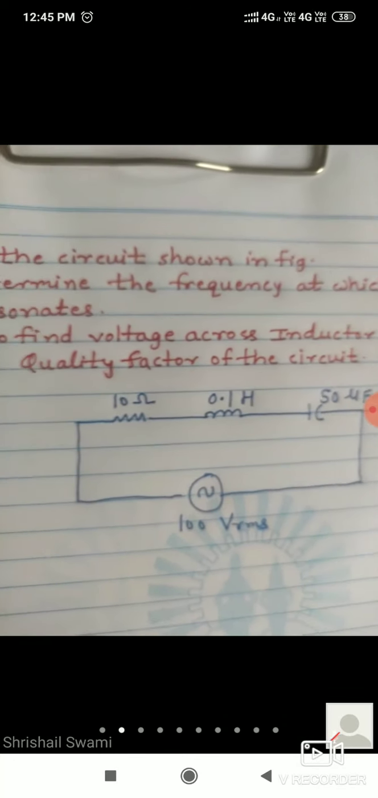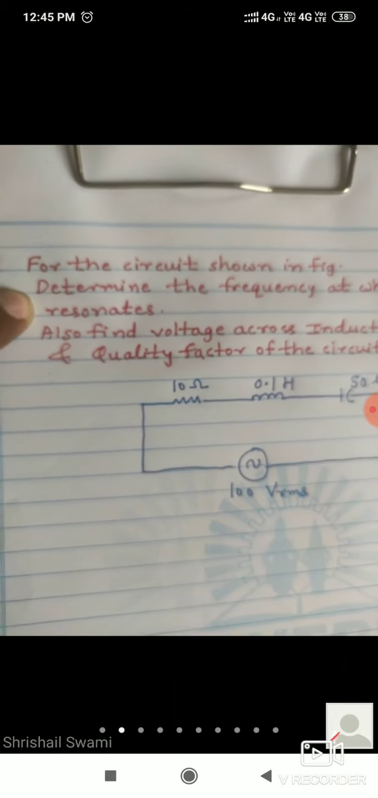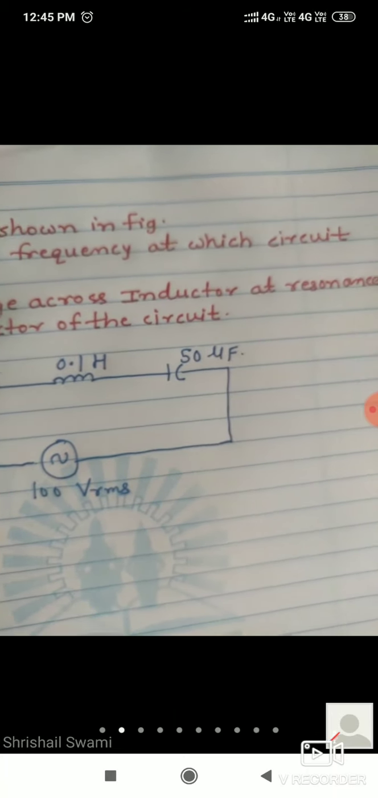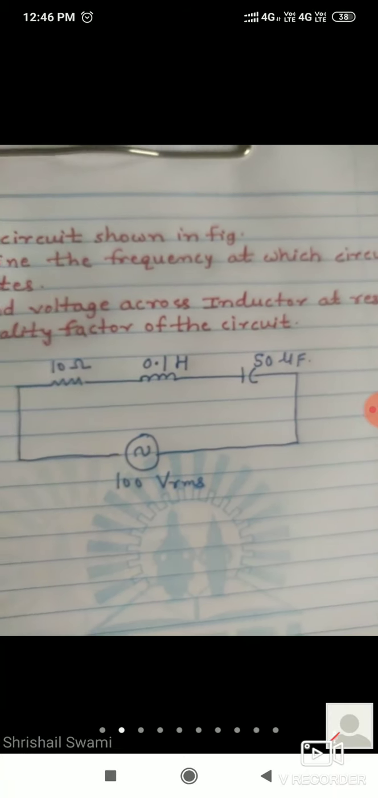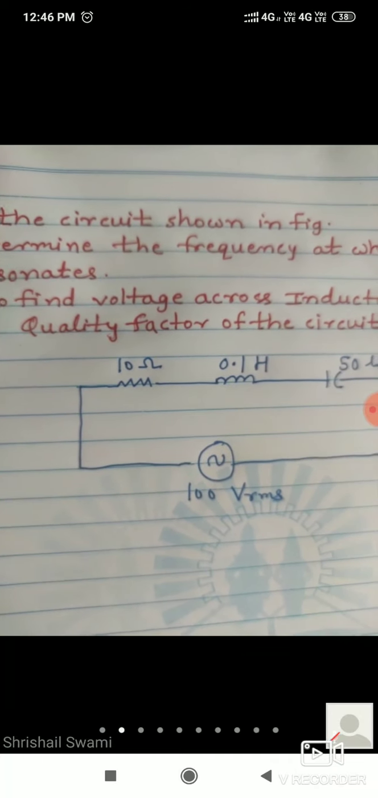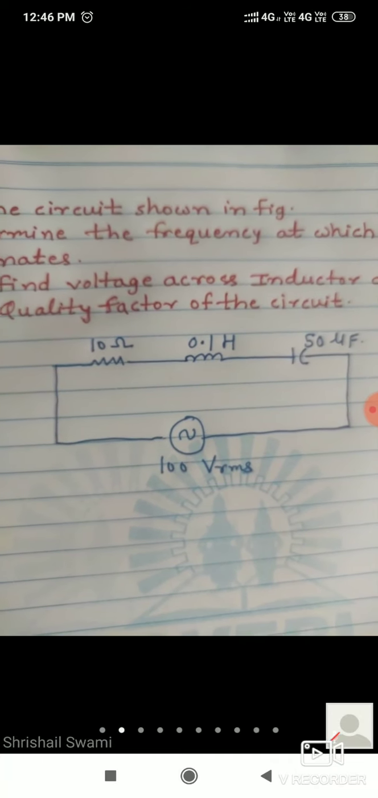Carefully read the question. For the circuit shown in figure, determine the frequency at which the circuit resonates. So what you have to find here? You have to find out the resonance frequency, that is the first point. Second, also find the voltage across the inductor at resonance, that is VL. Third, find out the quality factor of the circuit, that is Q. RLC values are given.